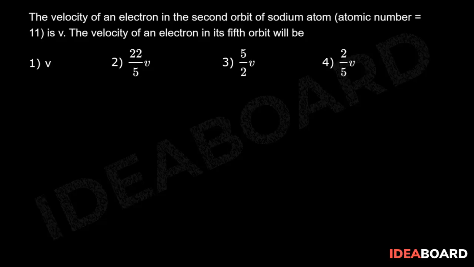The velocity of an electron in the second orbit of sodium atom, atomic number is 11. The velocity of an electron in its fifth orbit will be. Now in this question, first of all, there is an assumption.